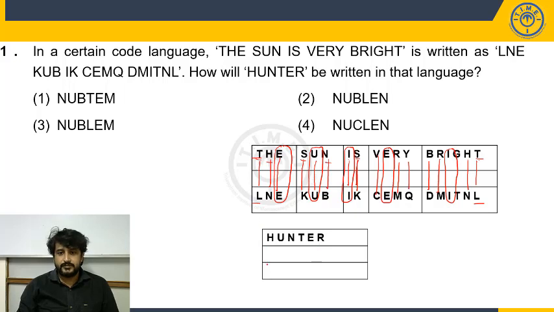Code for H is N. Code for U is the vowel, which will remain the same. Code for N is B. And what is the code for T? The code for T is L. Consonants are coded correspondingly, vowels remain the same. Vowel E remains the same. What is the code for R? R is coded as M. So what will be my answer? NUBLEM. It is in choice 3. So my answer will be choice 3.